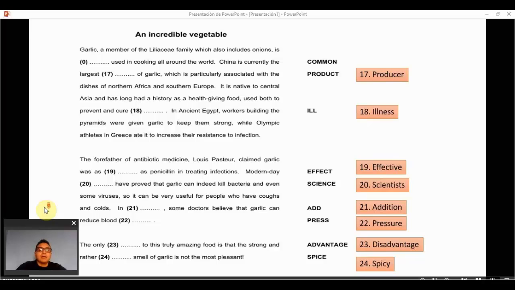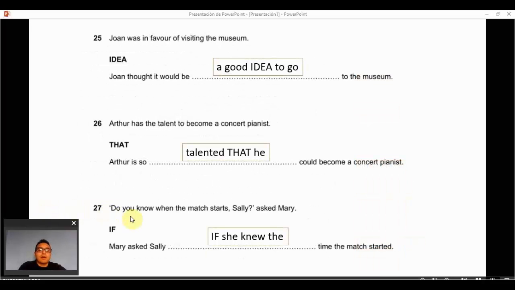Then we have part 4 of the FCE reading test. This part is called word formation, and it is one of the most difficult parts in the test. In this section, we need to develop our knowledge of grammar and vocabulary. In the worksheet, there will be a sentence with a key word to change the sentence, keeping the meaning.